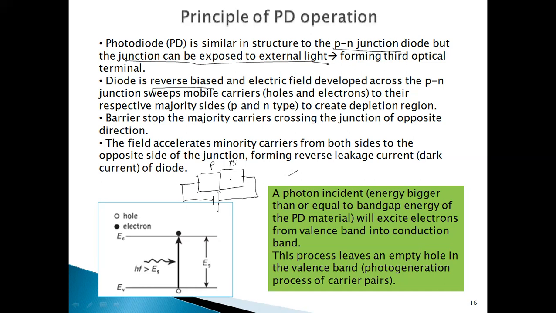So when we have this reverse bias condition, the majority of the carriers in the N material will be the electrons, whereas for the P material, the majority of the carriers are holes.